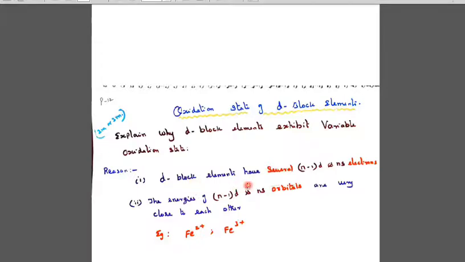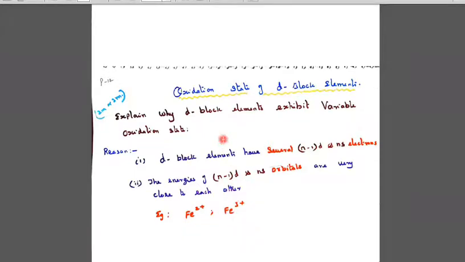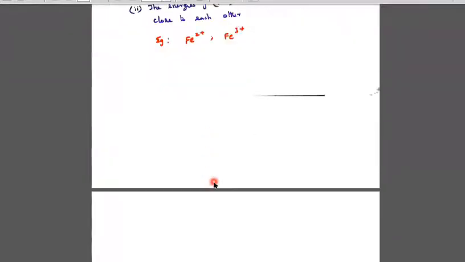This is due to the D block elements having several n-1d and ns electrons. That is the first reason. The second thing is that the energy between n-1d and ns orbitals is very close to each other. The first thing is electrons, the second point is orbitals. So there are several n-1d and ns electrons, and the energy of n-1d and ns orbitals is very close to each other. The example is Fe2+ and Fe3+. This is one 3 mark or 2 mark question.